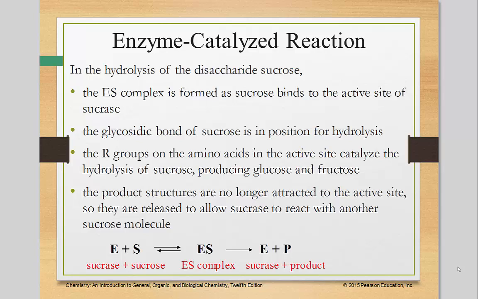In the hydrolysis of a disaccharide such as sucrose, for example, the ES complex is formed as sucrose binds to the active site of sucrase. The glycosidic bond of sucrose is in position for hydrolysis. The R group of the amino acid in the active site catalyzes the hydrolysis of sucrose, producing glucose and fructose as the products. The product structures are no longer attracted to the active site, so they are released to allow sucrase to react with another sucrose molecule.